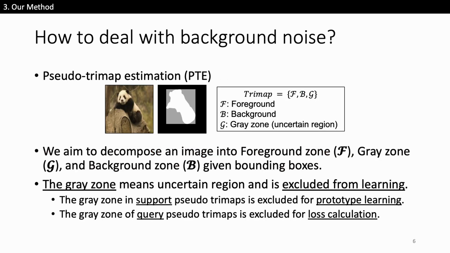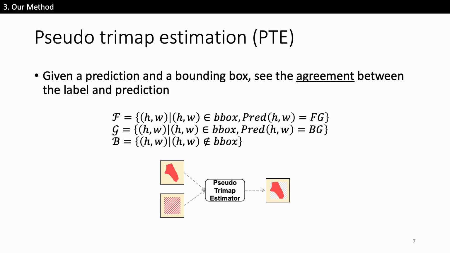To deal with background noise, we propose a novel pseudo trimap estimation. We aim to decompose an image into foreground, gray, and background zones. The gray zone means an uncertain region and is excluded from learning. PTE is done by seeing the agreement between a neural network prediction and a bounding box. We define the foreground zone as pixels inside the box predicted as foreground, and the gray zone as pixels inside the box predicted as background. We define the background zone as the pixels outside of the box.